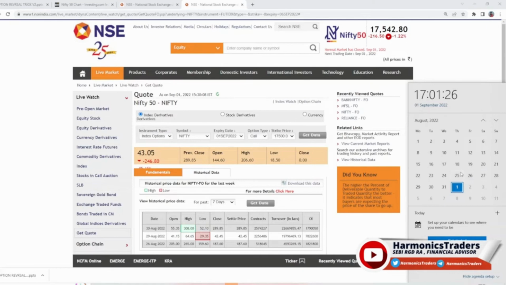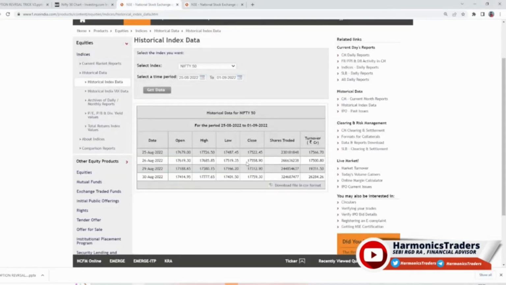August 25 is an expiry, and on August 26th, the September 1st expiry started. So August 26th is the first day of the new expiry. On August 26th, where did Nifty close? Nifty closed at 17,558 on Friday, August 26th.